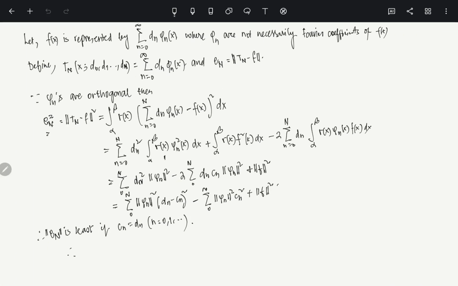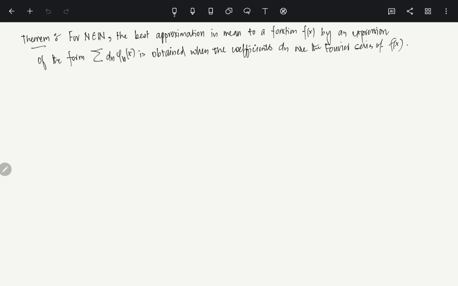Now, you see, En square is nothing but the norm of summation Tn minus f square, which we can write like this. And now this is a positive term. So when is En least? En is least if dn equals cn essentially. So what we proved is that if you want to write f of x as a series, n equals 0 to infinity dn phi n x, then the best candidate for the coefficients has to be the Fourier coefficients.